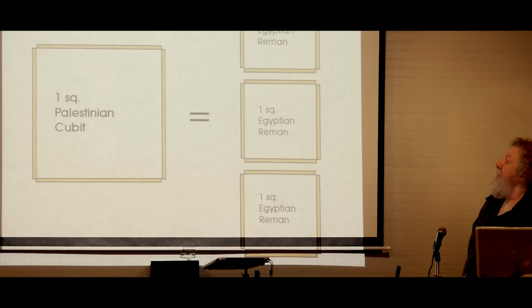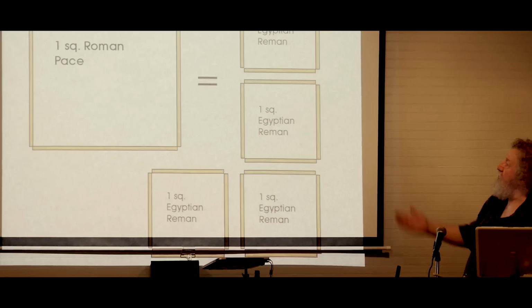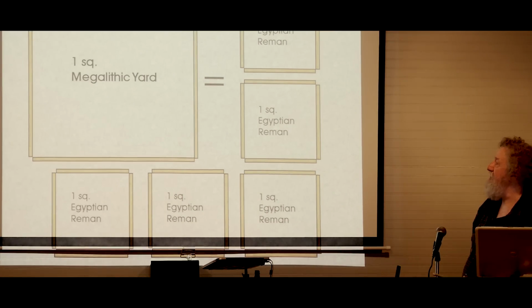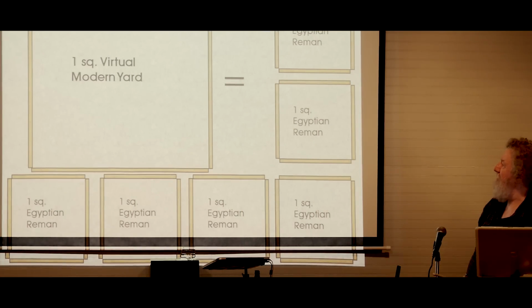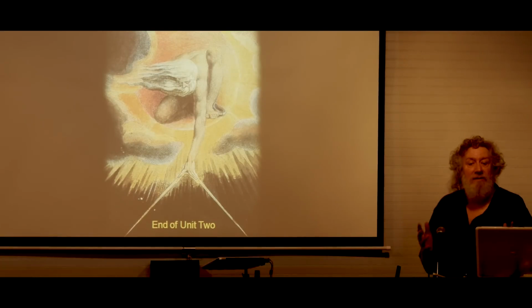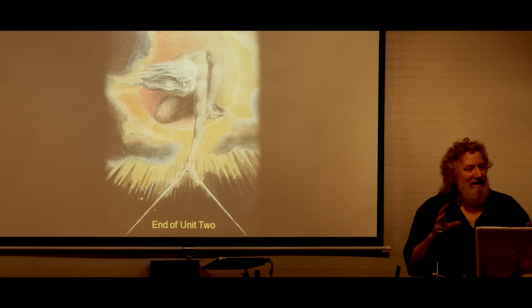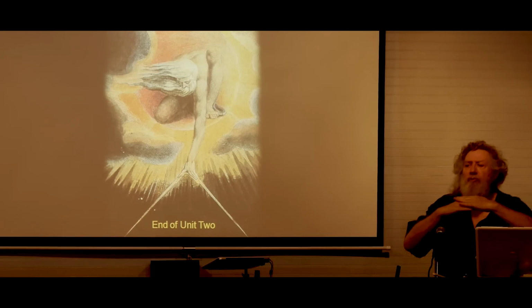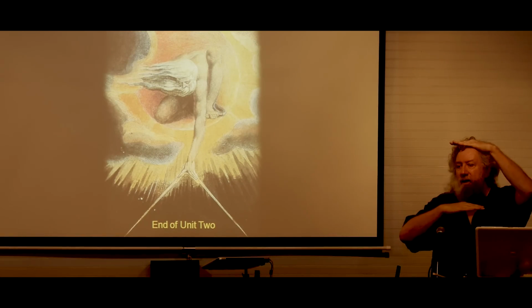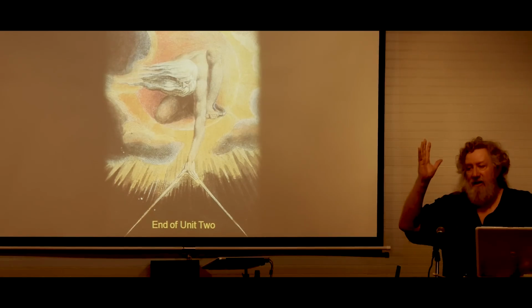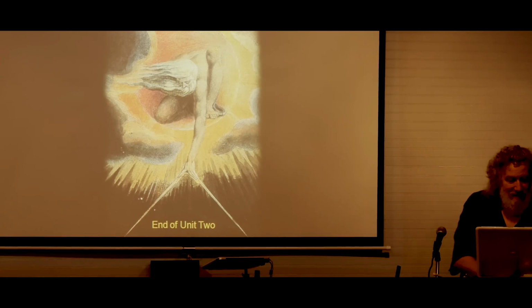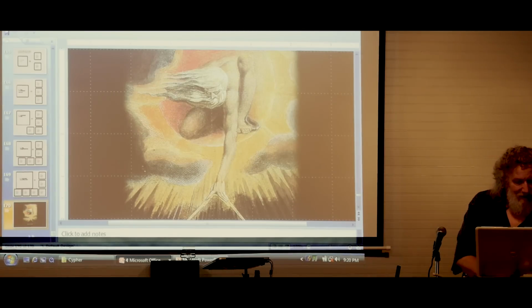Okay. 1 square Palestinian cubit is equal to 3 Egyptian square units perfectly. 1 square Roman pace equal to 4 square Egyptian cubits. So 1 megalithic yard equal to 5, perfectly expressed by commensurable whole numbers. And 1 virtual modern yard is equal to 6 square Riemanns. So the idea here is that you could actually integrate these numbers. When you think about this, you're moving up a dimension, you see, from length to area. Now, what really gets interesting is you move the next dimension from area to volume. But that's beyond what we can do tonight, because I think we're getting close to the end here.